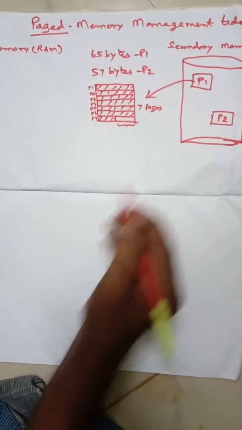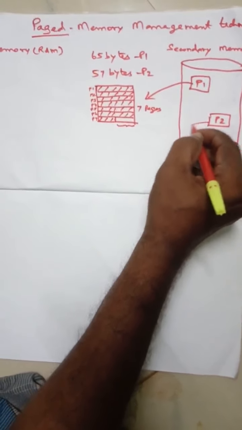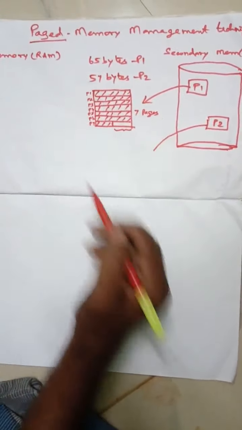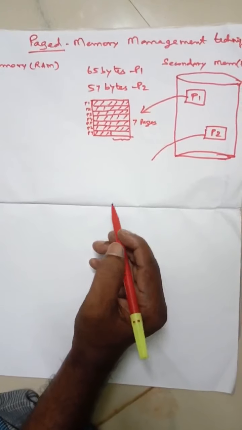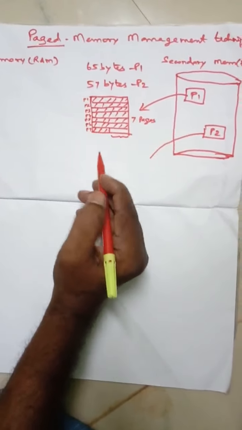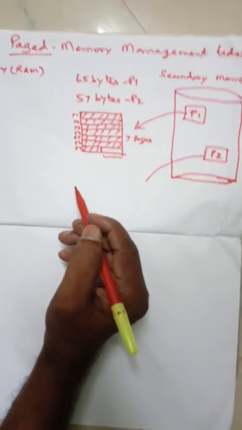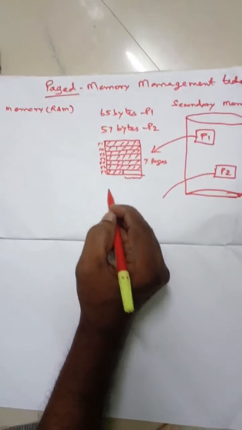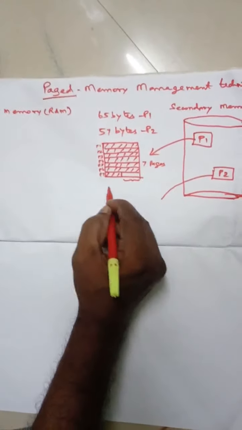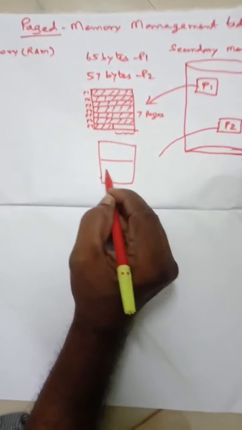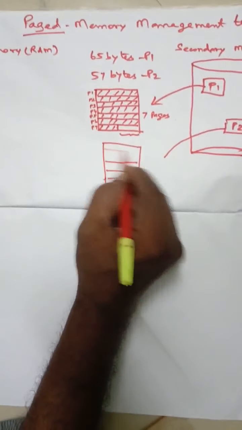Likewise, for program 2, whose size is 57 bytes, the program is divided into 6 pages, because each page can have only 10 bytes. So program 2 is a 6-page program.